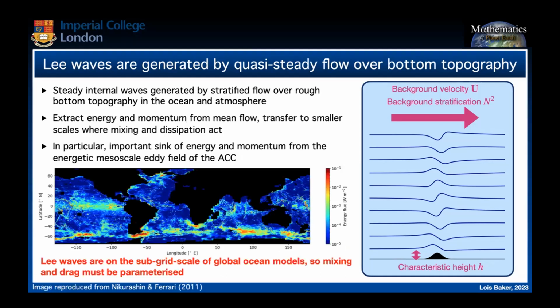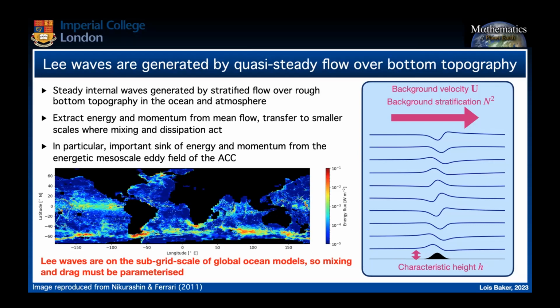And we care about these lee waves in the ocean because they extract energy and momentum from the mean flow and transfer it to smaller scales where mixing and dissipation can act. And in particular, lee waves are an important sink of energy and momentum in the Southern Ocean because of the interaction of the energetic mesoscale eddy field of the Antarctic Circumpolar Current with very rough topography in the Southern Ocean. So this is a figure reproduced from a study by Nikurashin and Ferrari in 2011, where they calculated the energy flux into lee waves.